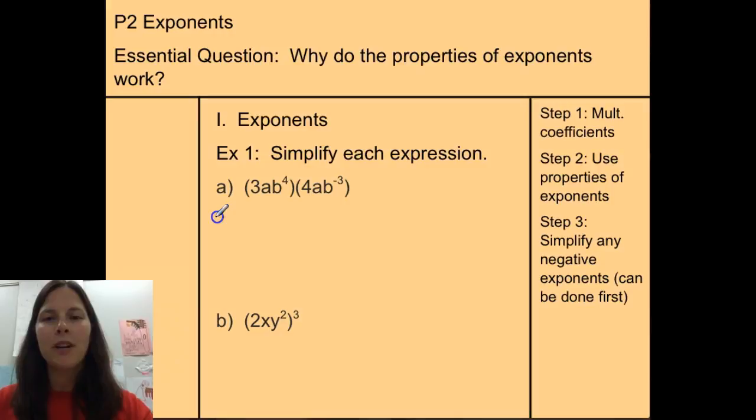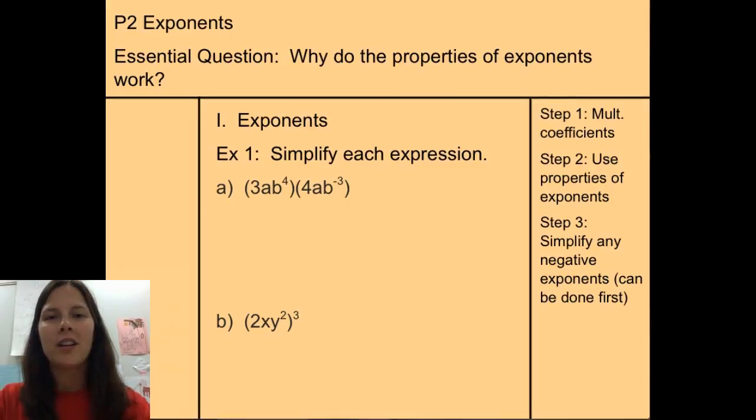You'll see off to the right that I have some steps listed out for you on this video. Steps 1 and 2 don't necessarily need to be done in that order. A lot of students find it easier to work with positive exponents, so if you get rid of those negative exponents first, it may make your job of simplifying easier. So I'm going to start by simplifying those negative exponents first.